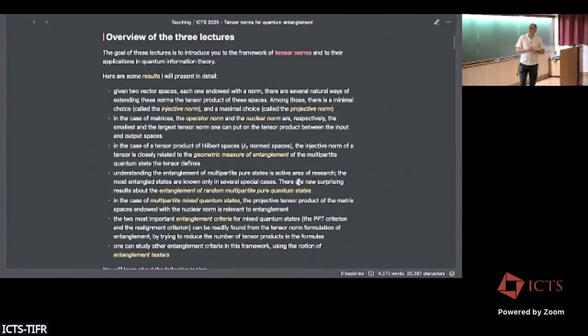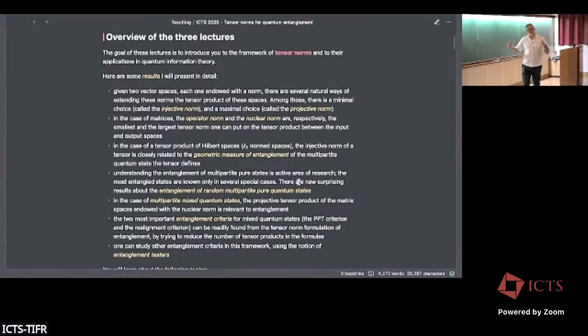So already this tells you that the minimal and the maximal one are important. And then if you go to quantum information theory, to pure states, which are norm one elements in a Hilbert space, and you take several of these, it turns out that the injective tensor norm, the smallest one, is related to a measure of entanglement for these multipartite quantum states called the geometric measure of entanglement. They are not just related, they are the same thing, up to a log. Hence, studying this injective norm is important for entanglement in the multipartite setting.